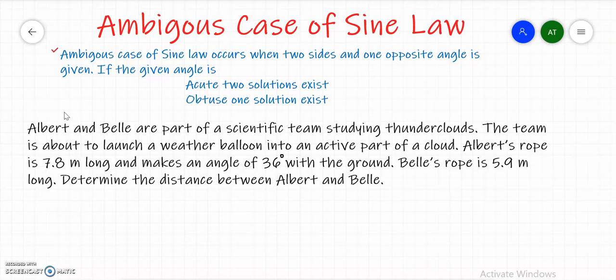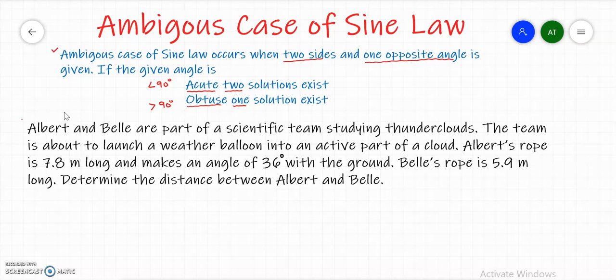So basically, the ambiguous case of sine law occurs when we are given two sides and one opposite angle. When the angle is acute, that is, less than 90 degrees, two solutions are possible. And when the angle is obtuse, greater than 90 degrees, only one solution exists. So in this video, we are going to learn the first ambiguous case of the sine law, when the angle is acute. In my next video, I will explain the ambiguous case when the angle is obtuse.